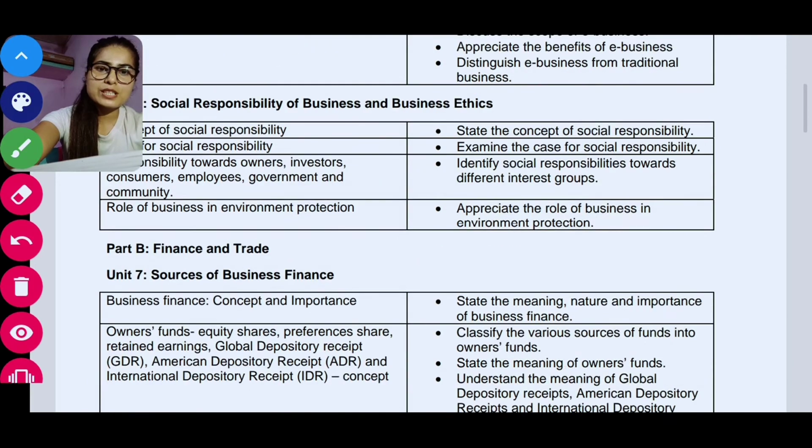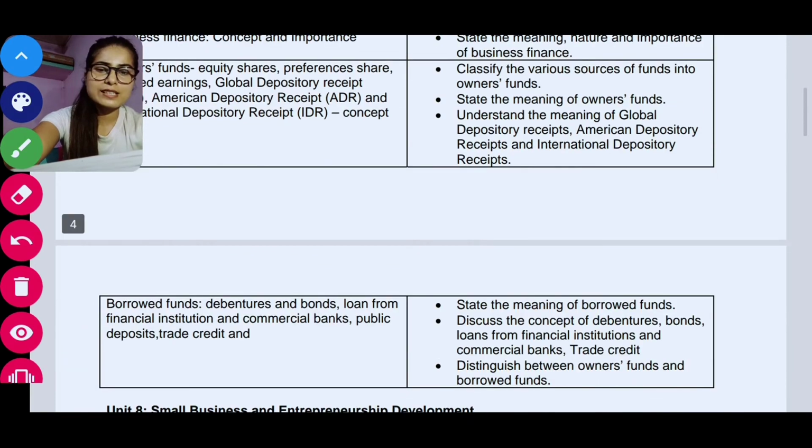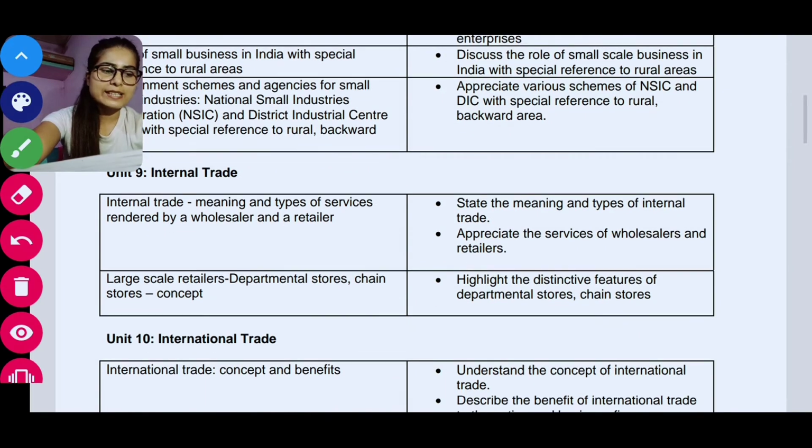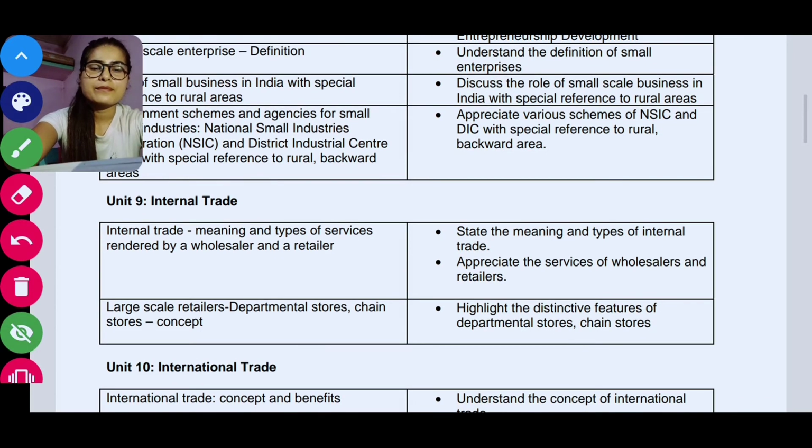Then from unit 7 and unit 8, everything is needed. From unit 9, the last chapter, that is types of retail trade, small scale fixed shops and the relation of retailers, is not needed. So whatever I said, in every unit the last chapter is removed. Units 7 and 8, no change. Unit 1, no change. Unit 9, again the last chapter is not needed.